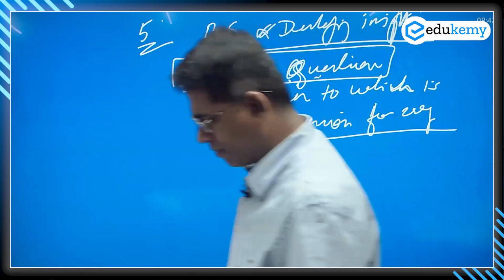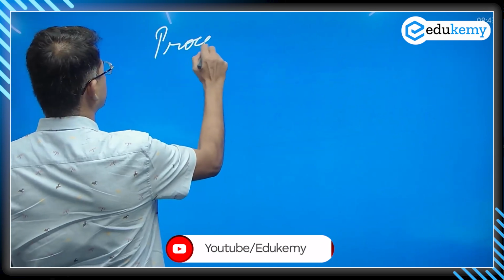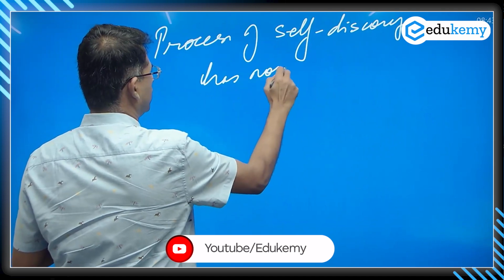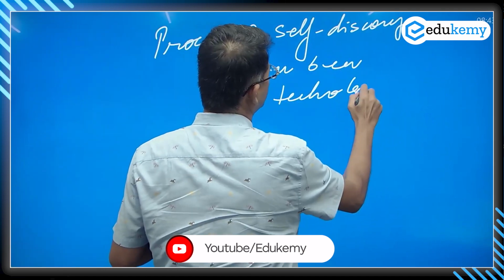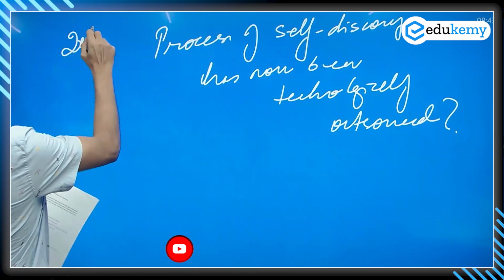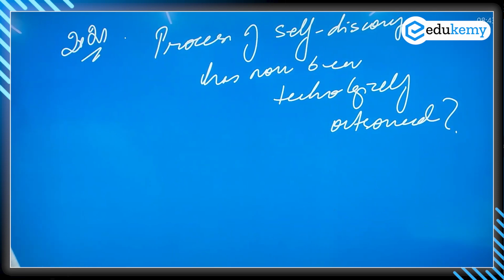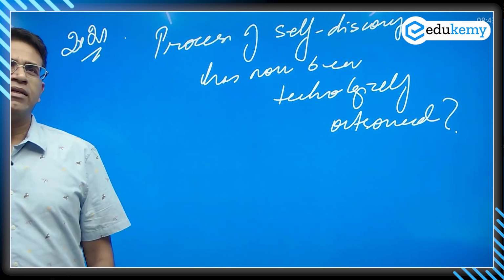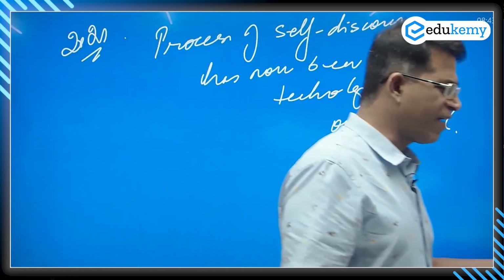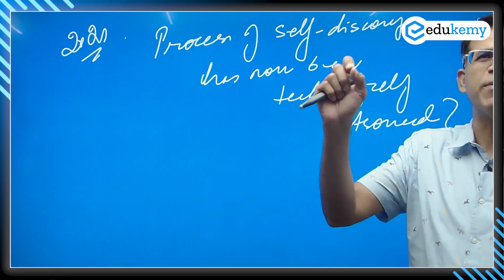Say this topic, I'm taking up a topic of previous years. Say the topic is: the process of self-discovery has now been technologically outsourced. Okay, this is the topic, a 2021 topic. The process of self-discovery has now been technologically outsourced. Now, think of some questions, 2, 3, 4, 5 questions, and write the questions down in proper wording.